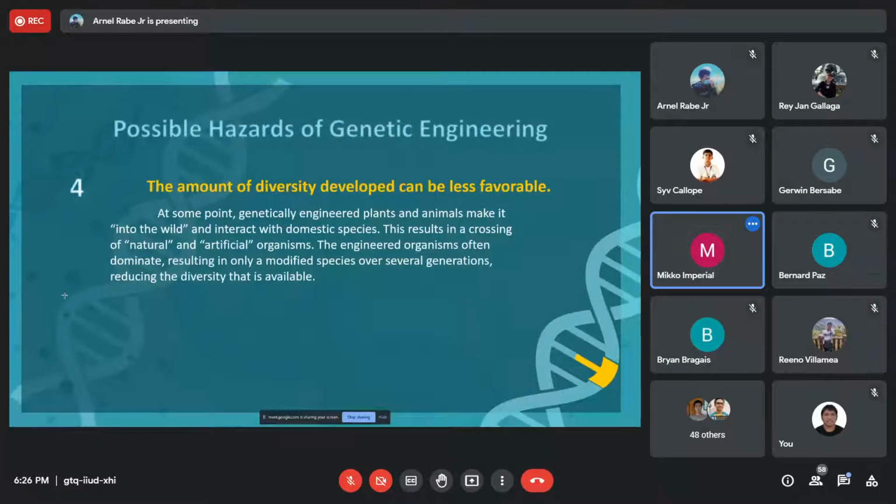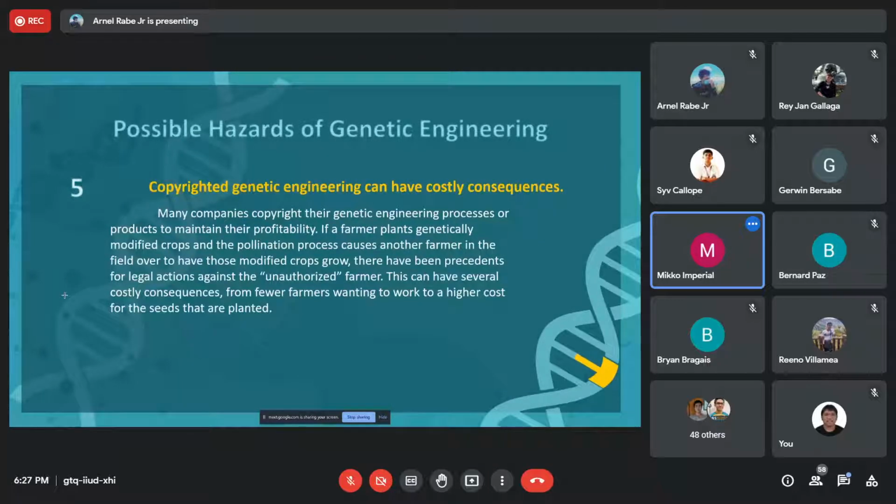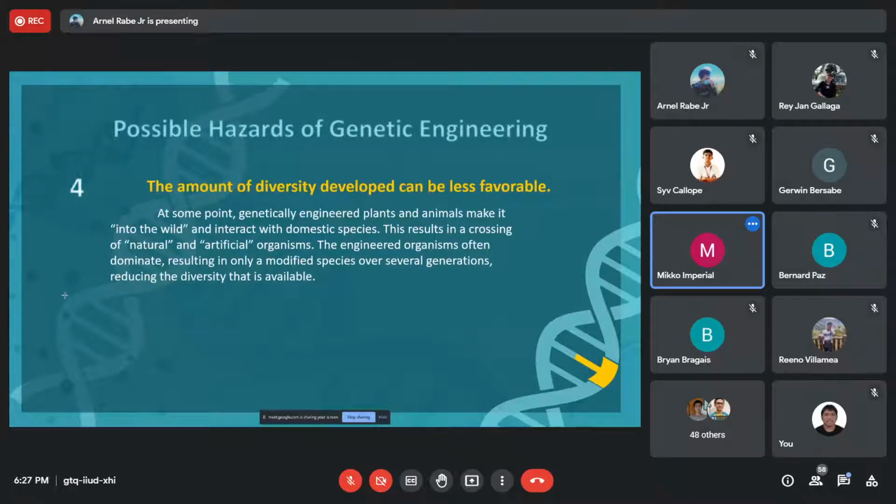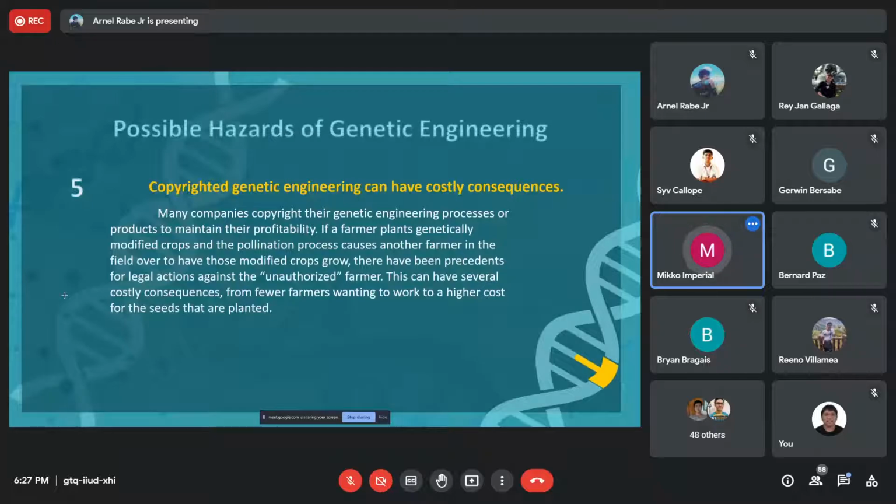Fifth, copyrighted genetic engineering can have costly consequences. Many companies copyright their genetic engineering processes or products to maintain their profitability. If a farmer plants genetically modified crops and the pollination process causes another farmer in the field over to have those modified crops grow, there have been precedents for legal actions against the unauthorized farmer. This can have several costly consequences, from fewer farmers wanting to work to a higher cost for the seeds that are planted.